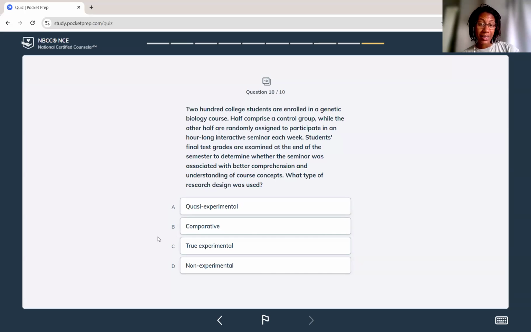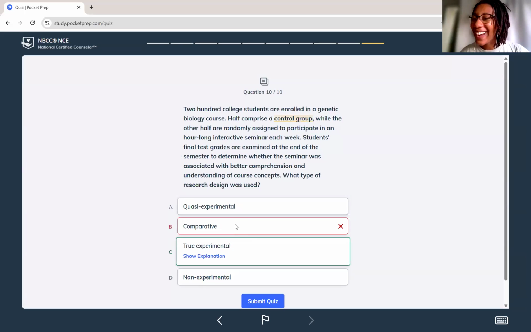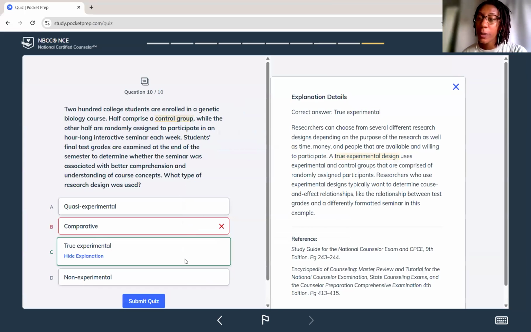Any terms you can eliminate? I'm going to take a guess, okay? Maybe I'm torn between A and B. Maybe I don't know. Is it a true experimental? There's only one way to find out. The best part about Pocket Prep is you get to guess. And if you get them wrong, you can go back through and filter through your missed questions. That way you can study them again and get them right. I'm going to go with B. And the right answer is C, true experimental.